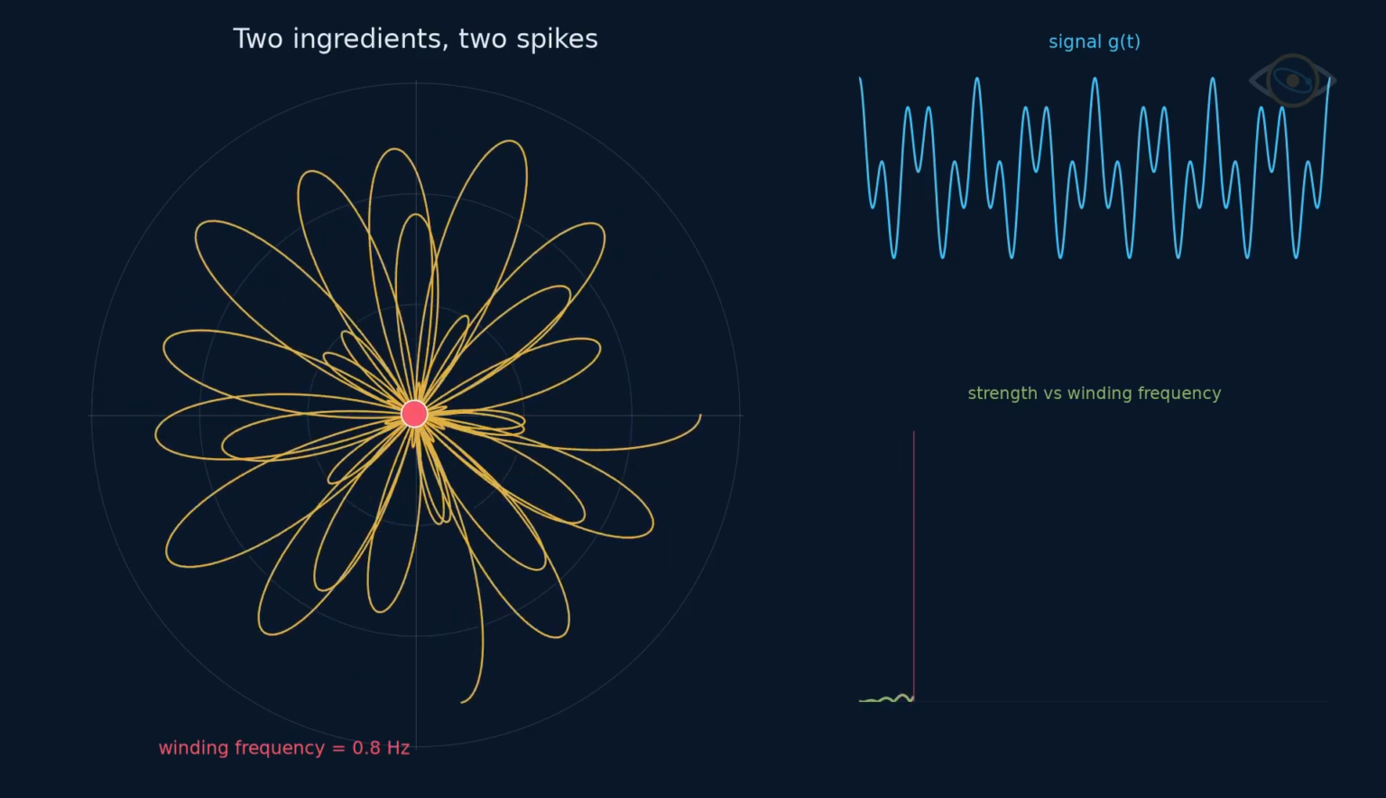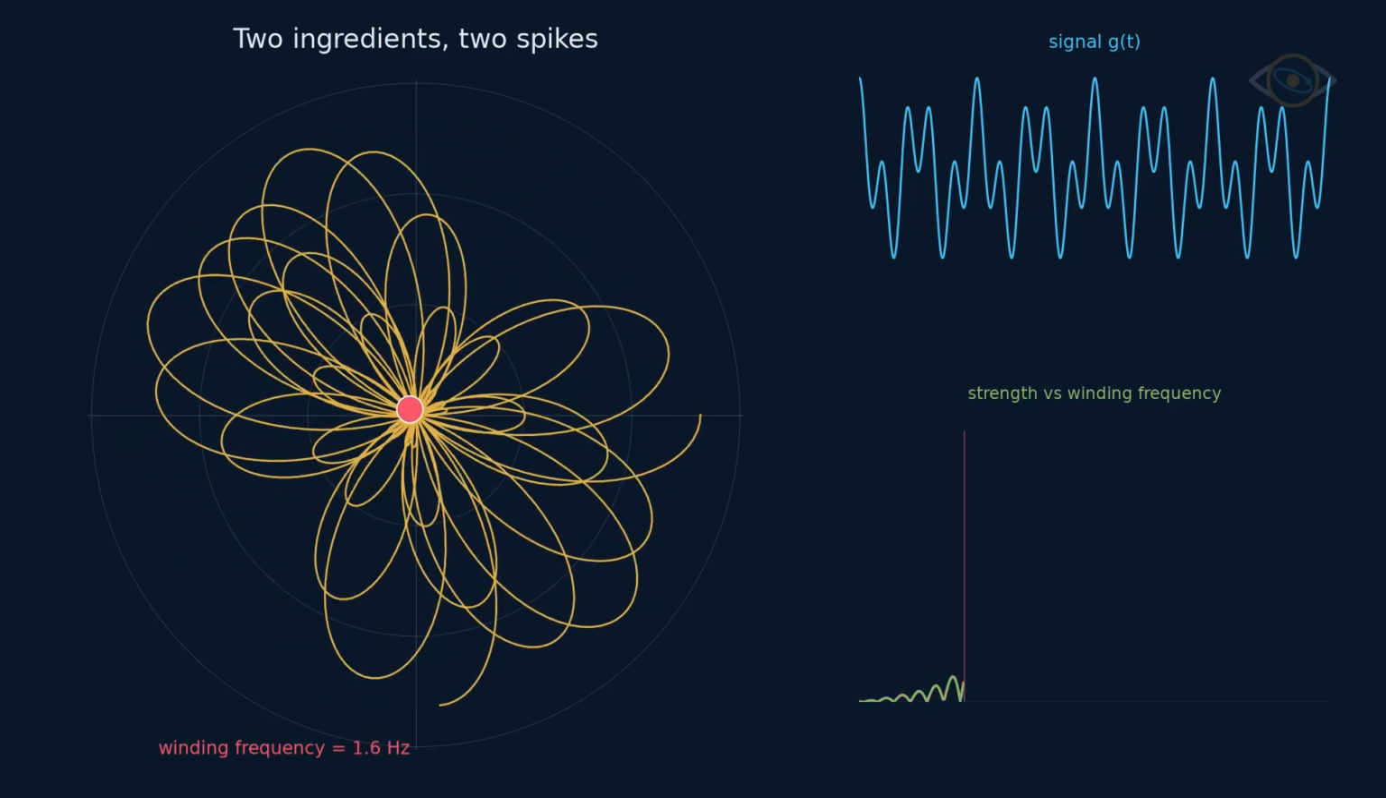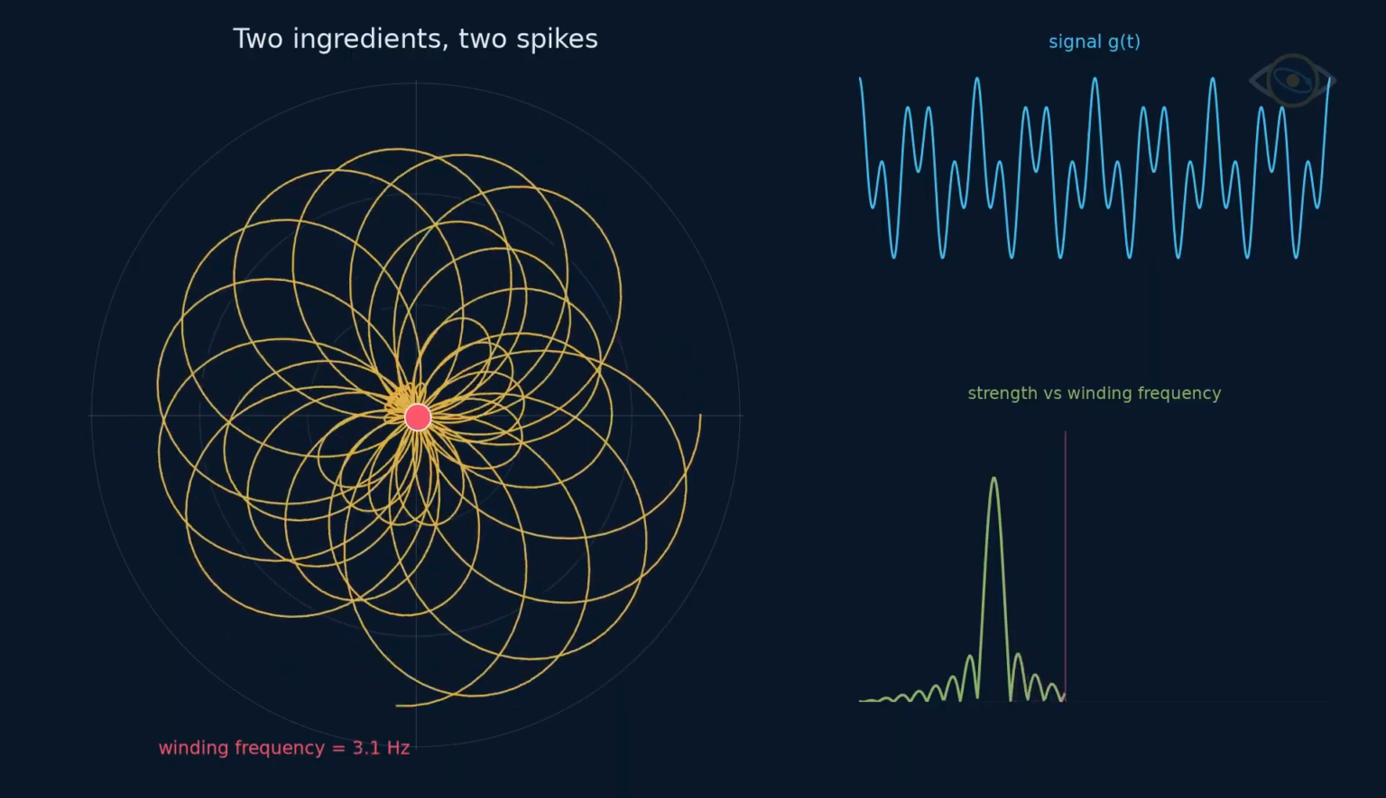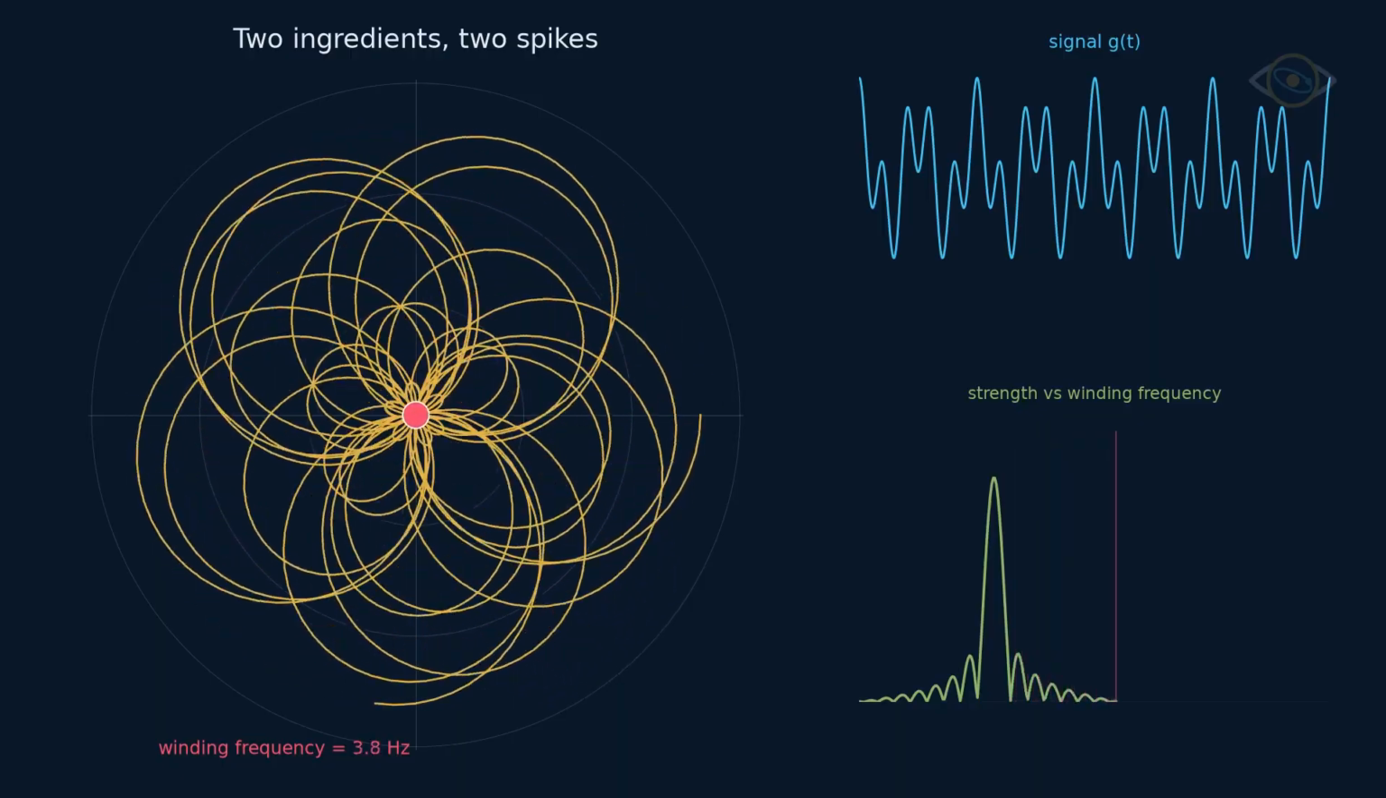Let's make the signal richer, a sum of 2 pure tones. Now, as we sweep the winding speed, the center of mass lunges out not once, but twice.